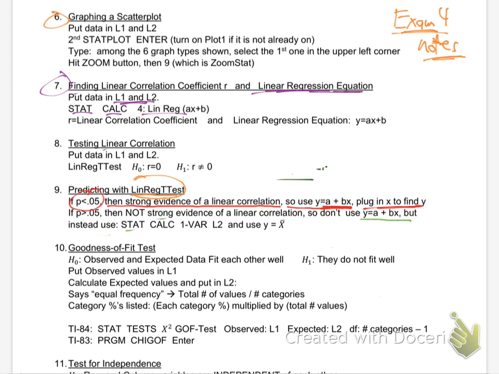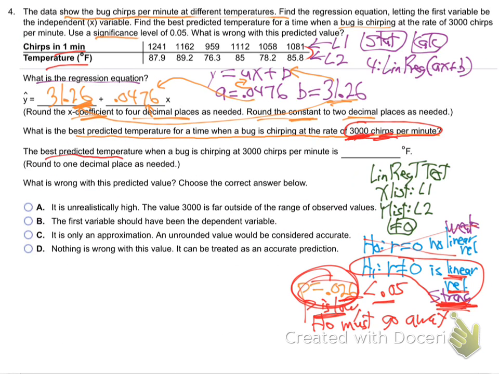See, last time, the last problem on number 3, there was not strong evidence. And so we did not use the equation. We just found the average. We just said, hey, just give me the average of the L2 values, and that'll be my best guess. But if P is less than 0.05, then there's strong evidence of a linear correlation. So you can use the linear relation. This is the connection between the two variables, between x and y. So you can use that. Plug in x, find y.